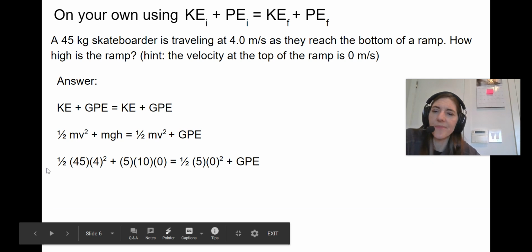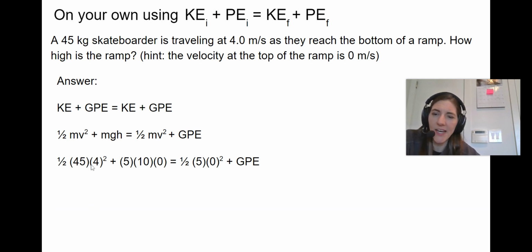So we plug it in. 1 half times 45 times 4 squared, which is the velocity, plus mgh for my GPE. Mass is 5, g is 10, 0 is height. Guess what? Anything multiplied by 0 is 0.